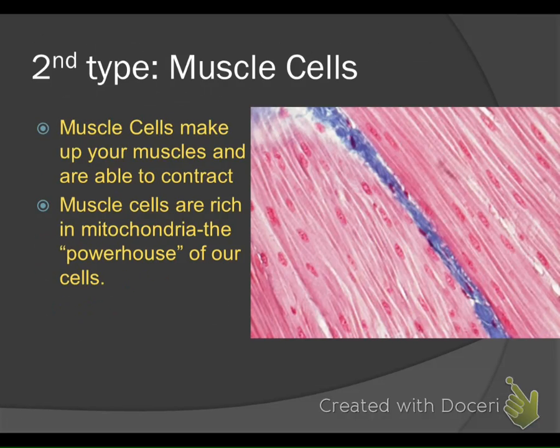Next type of cell is your muscle cell. Muscle cells make up your muscles, and they have the ability to contract. That's what makes them unique. Anybody remember what mitochondria does? It's the powerhouse, right. It gives you energy. It's going to give everything energy. So the muscles need to move. They need to be able to move whatever it is that they are. It needs a lot of mitochondria to be able to power that.